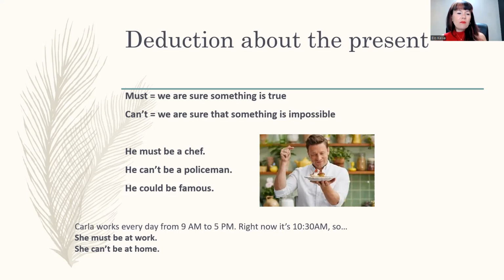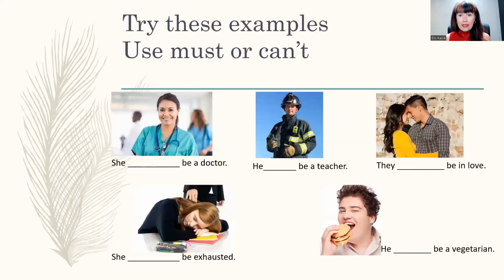And have a look at the second example. Carla works every day from 9 a.m. to 5 p.m. So right now you look at your watch and it's 10:30 a.m. So what conclusions can we draw? She must be at work. Yes, it's 10:30. She always works from 9 o'clock. So she must be at work. She can't be at home because she's at work. So you are 100% sure that she is not at home. Or she can't be at home, you are equally sure of that.